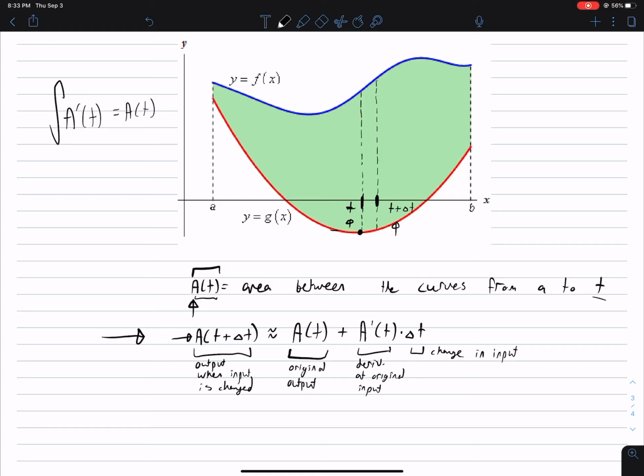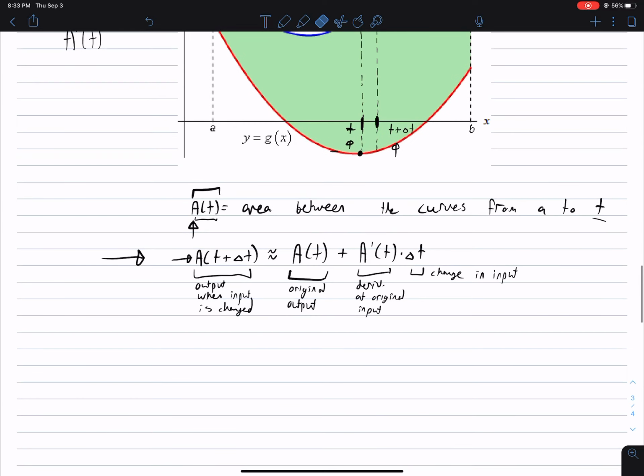So to start, since we're going to be finding the derivative of the function, we need to find a formula that we know that has the derivative involved in it. And I already have it written down right here. It's our change in output when we change our input. So your output when the input is changed is all of that.